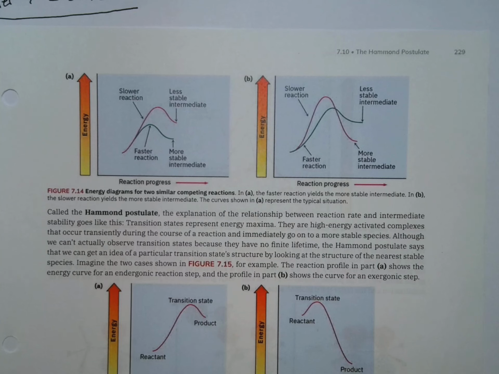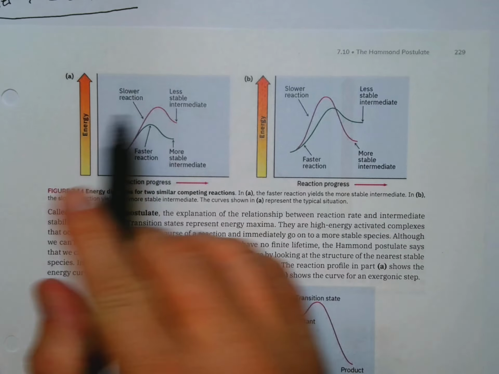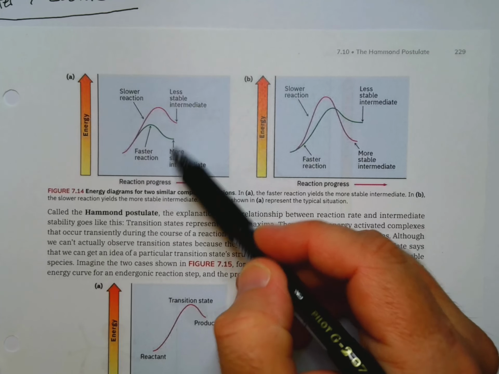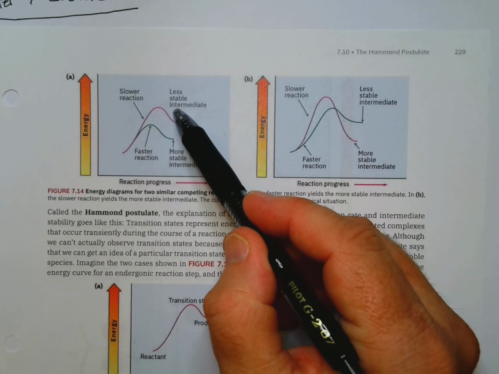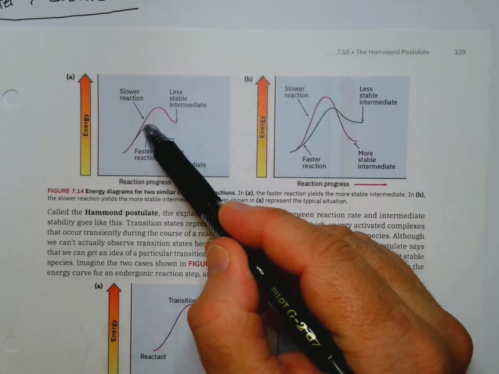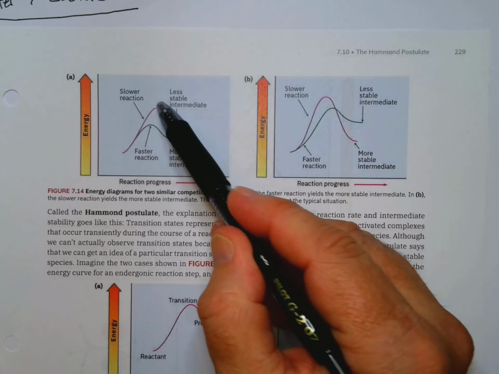The Hammond postulate states that the structure of a transition state resembles the structure of the stable species closest in energy. The text says the nearest stable species, but it's the stable species closest in energy. So let's say we were looking at this diagram on the left here. Our more stable intermediate is lower in energy than the less stable intermediate here. So our energies for the transition states are going to resemble whatever's closest.